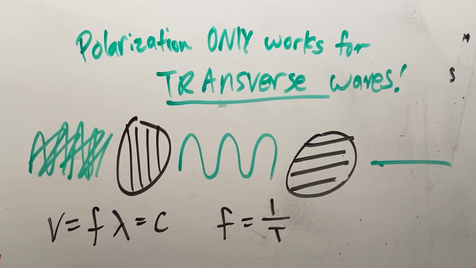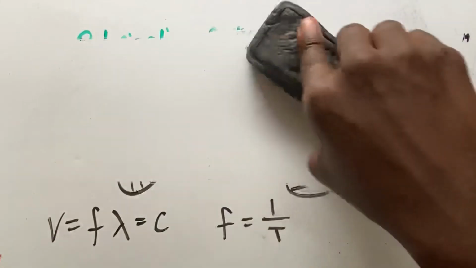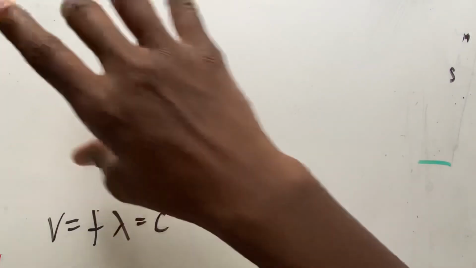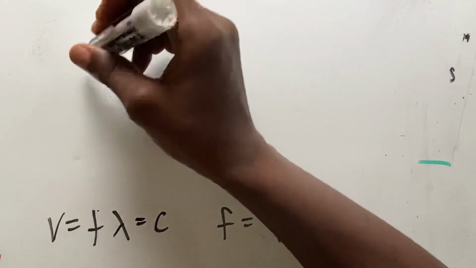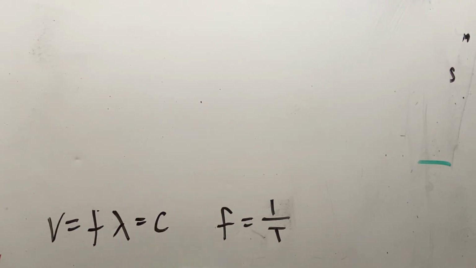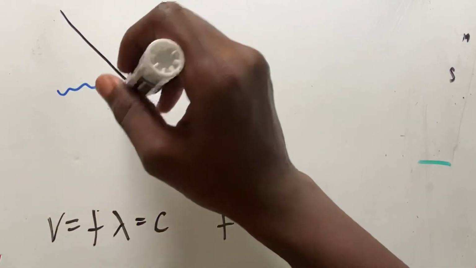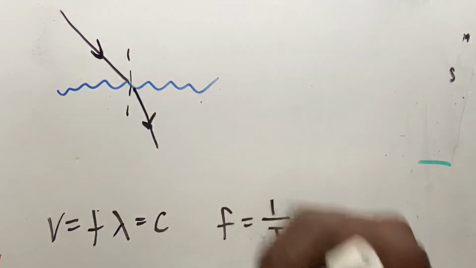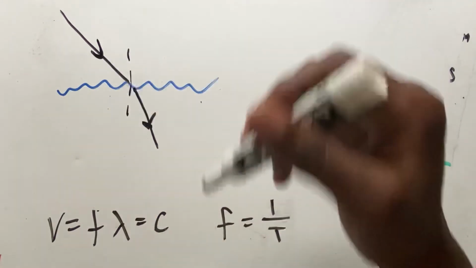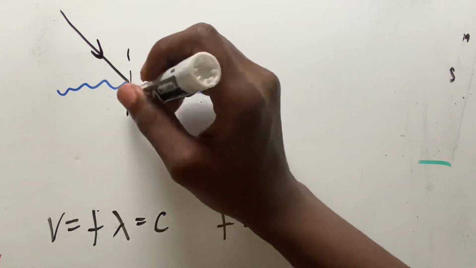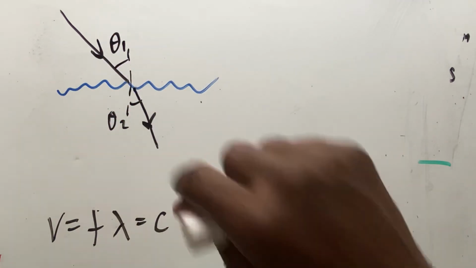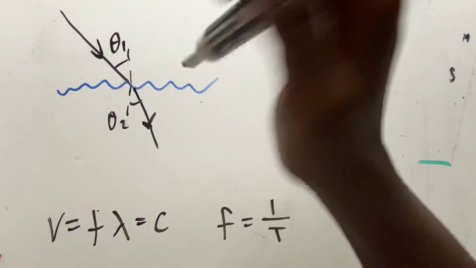There's also one last thing I want to say. I'm not sure if I mentioned it. So when light passes through a different medium, right? Boom, boom. Light travels through a different medium. So here it travels through water. We know it's going to bend towards the normal. All right, well, that's theta 1. This is theta 2.